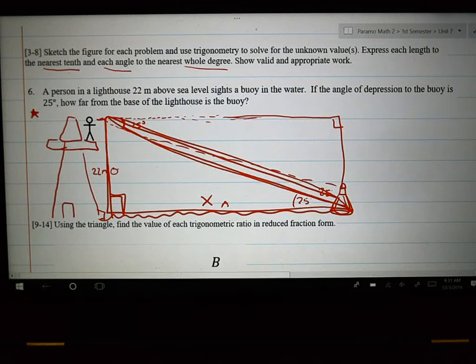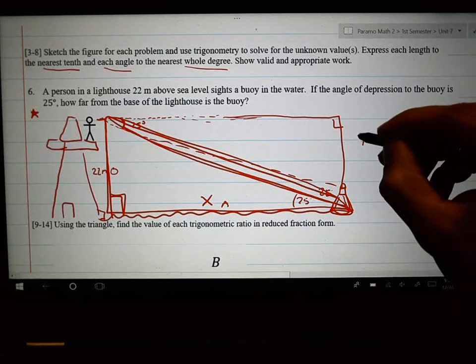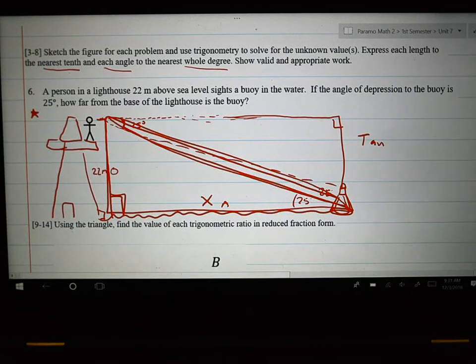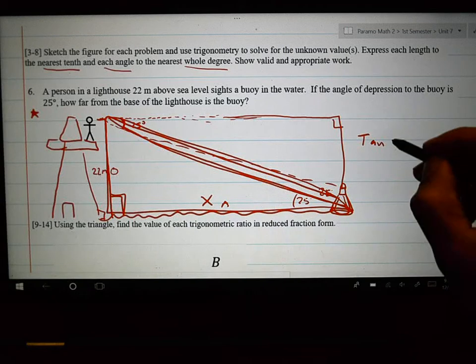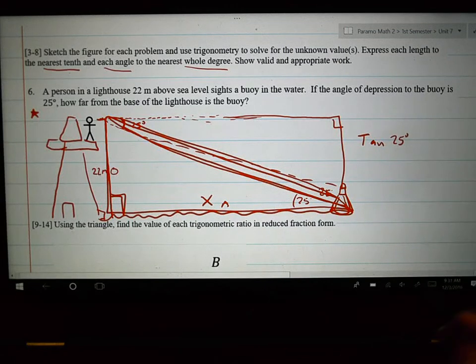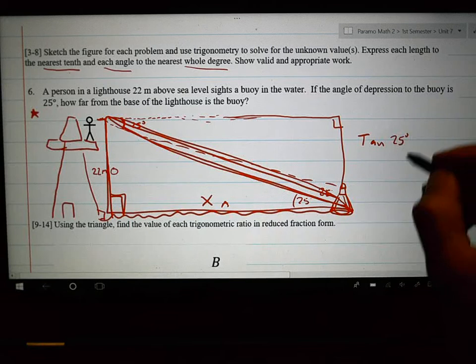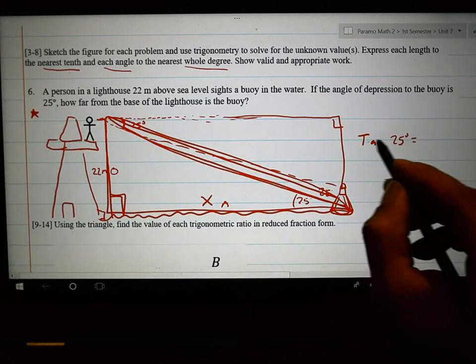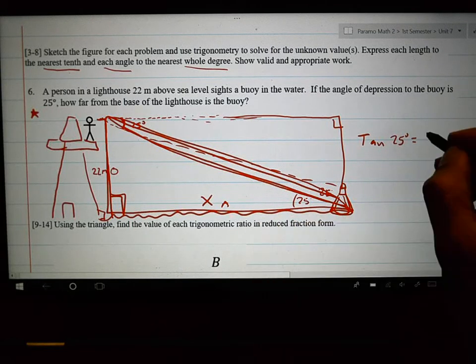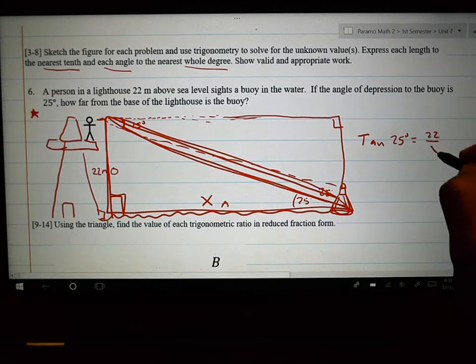There's SOH, which has an O and H. There's CAH, which has an A and H. And then there's TOA that has an O and an A. Which one are we going to use? Yep. And I told this to a student in class today. If you are just punching things into your calculator, how are you supposed to get partial credit if you mess up? Here's how you get partial credit. Always write down the equation that you are punching into your calculator. The tangent of 25 degrees is equal to 22 over x, opposite over adjacent.